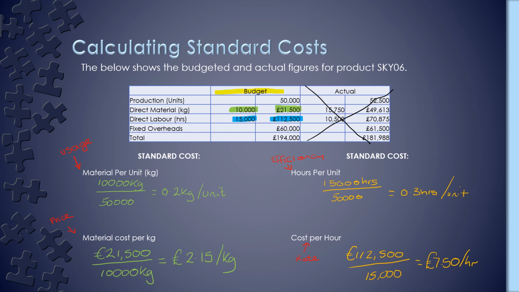But here you can see now that we've got our material per unit here at 0.2. We've got our cost per kilogram at £2.15. We've got our hours per unit, 0.3 hours, and our cost per hour at £7.50 an hour. And it's those figures that you're going to want to use when you go to start looking at your actuals, which we'll come on to over the next couple of slides.